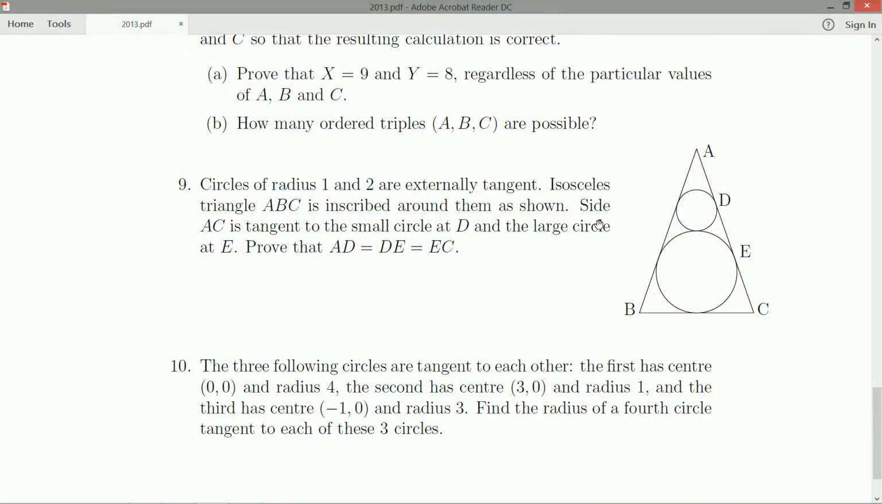We're looking at question number 9 on the 2013 Manitoba Math Contest. Circles of radius 1 and 2 are externally tangent. Isosceles triangle ABC is inscribed around them as shown. Side AC is tangent to the small circle at D and the large circle at E. Prove that AD equals DE equals EC.